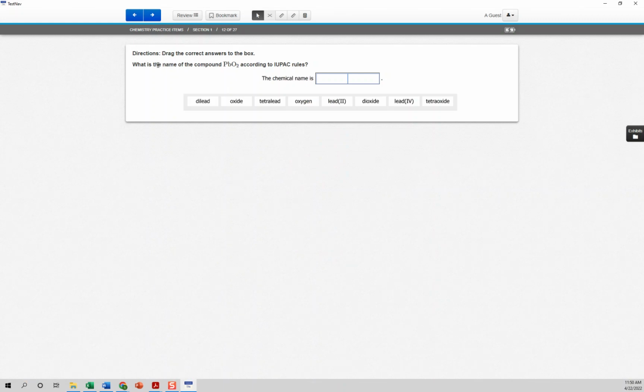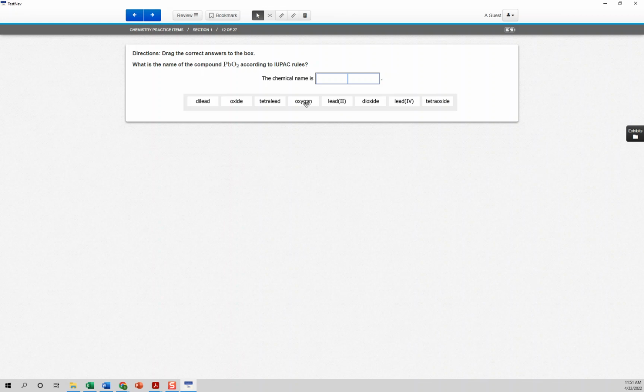All right. So here we're asked to name the lead oxide. We're asked to name this compound. So a couple things we have to know. It's ionic. So that means, remember, ionic compounds don't use prefixes. So you're not going to be using this one because it has di in front of it. You're not going to be using this one, it has tetra. You're not going to be using this because it has di again, and you wouldn't be using this because it has tetra. Ionic, no prefixes. So that only leaves oxide, lead 2, lead 4, and oxygen.